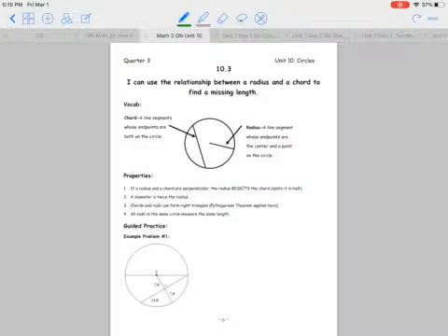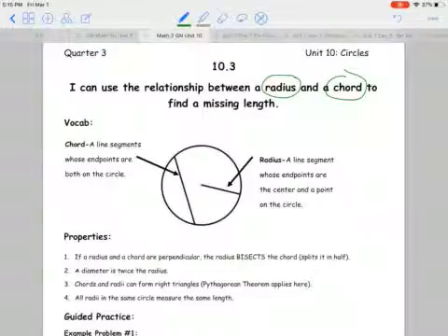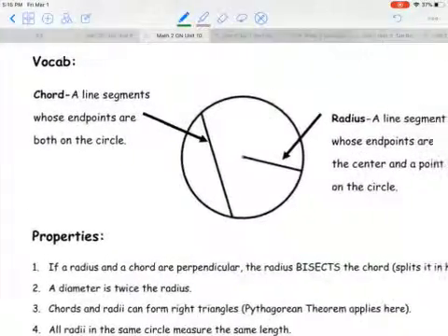10.3 is a super easy section, and we're looking at actual radius in the circle and other lines in the circle. We're going to look specifically today at radius and chords and their relationship. So a chord connects a point to another point on the circle. A diameter is a type of chord. And a radius, we already know that. It's from the center point to an edge of the circle.